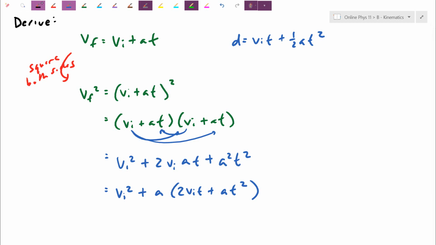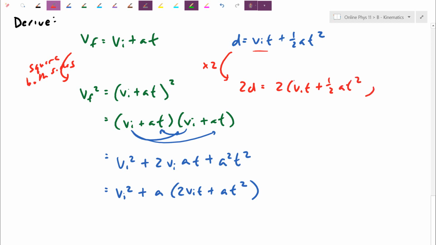Using our other formula now, we're seeing a lot of similar terms. We're seeing a VIT and we're seeing a half AT squared. This is just a slightly scaled down version of this one here. What if I multiply both sides by 2? In that case, I'd end up with 2 times displacement is equal to 2 times VIT plus half AT squared. Or if you like, you can just multiply that 2 in. That would be 2 VIT. That 2 times the half would get rid of the half. And now I have an exact match.